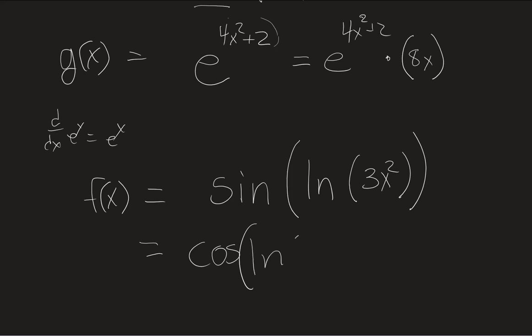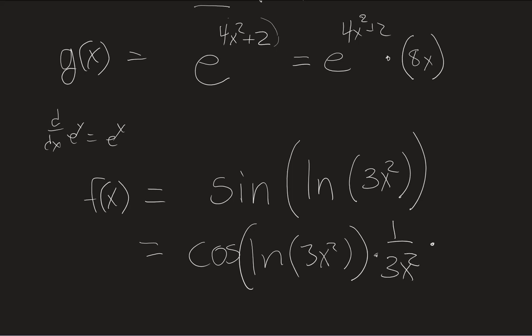Then you go to the inside function, natural log. What's the derivative of natural log? It's 1 over the thing that's in there. So I do 1 over, and I resist doing anything to it. It's just going to be 1 over 3x squared. But 3x squared is not just x, so now that's a function too, so now I take the derivative of it, and I get 6x.